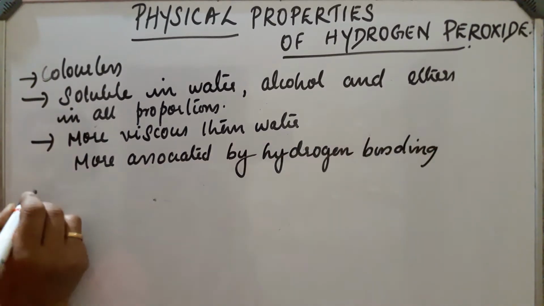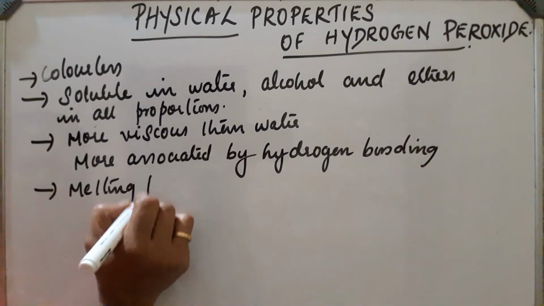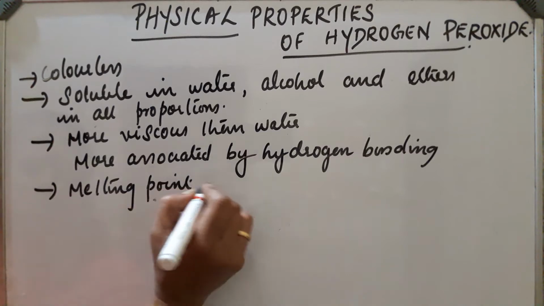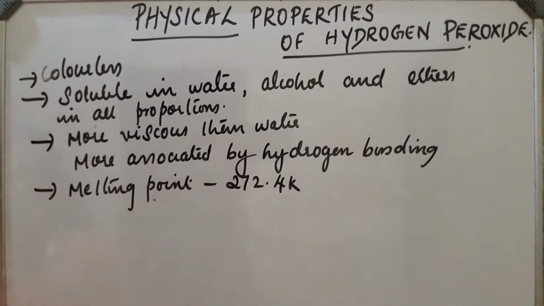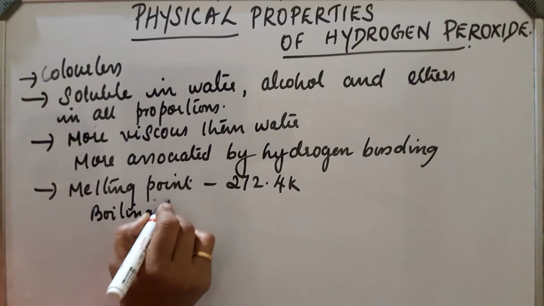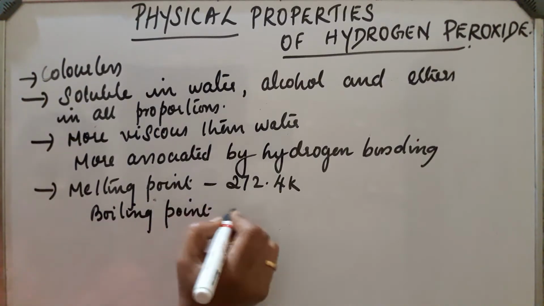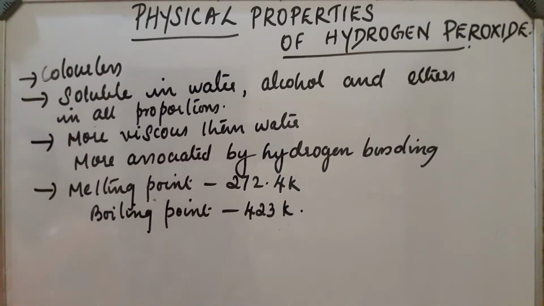Then its melting point is 272.4 Kelvin, and boiling point is 423 Kelvin. These are the important physical properties of hydrogen peroxide.